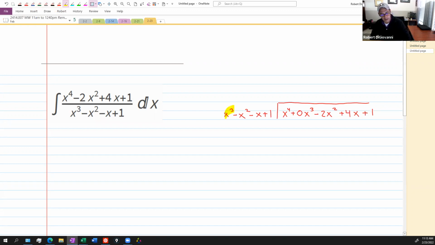So we need to turn x cubed into x to the 4th. So I have to multiply by x. So I'm just going to put x up here. And now that x has to distribute to each one of these. And then I put those answers underneath. So x to the 4th minus x cubed, right? I am going to get an x cubed. So minus x cubed, minus x squared, and then plus x.